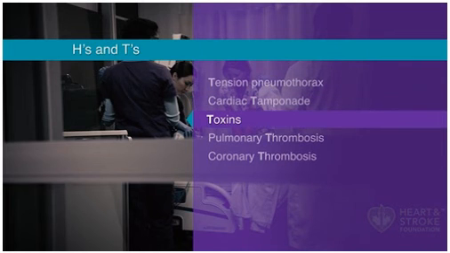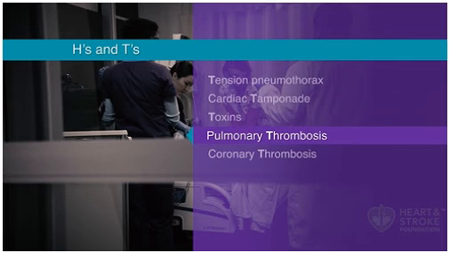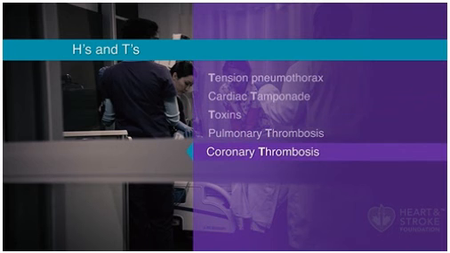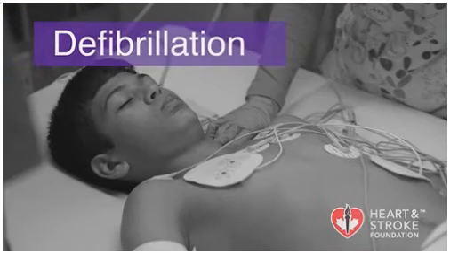Toxins may be best uncovered by a focused history. A pulmonary thrombosis, or pulmonary embolism, is a blood clot from a large vein that breaks off and travels to the pulmonary artery where it becomes lodged. A coronary thrombosis is a blood clot that forms within a blood vessel of the coronary system.